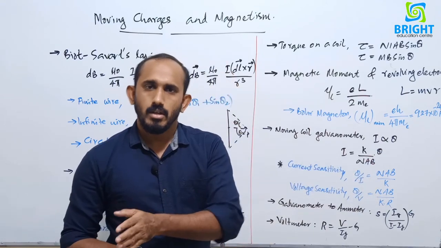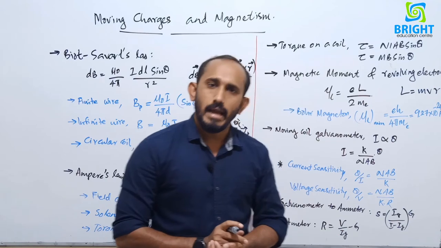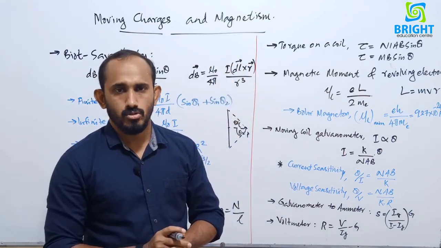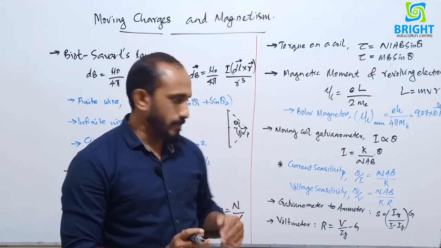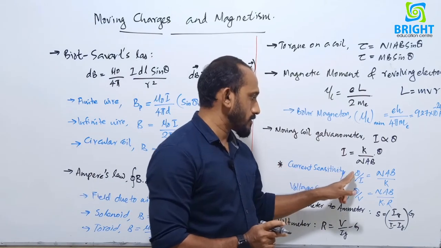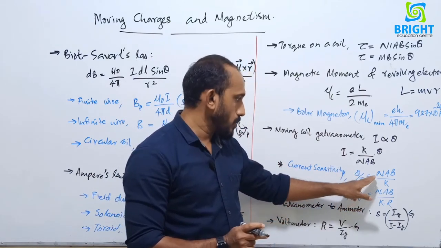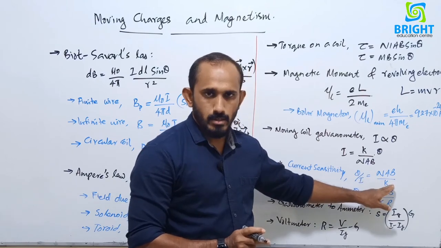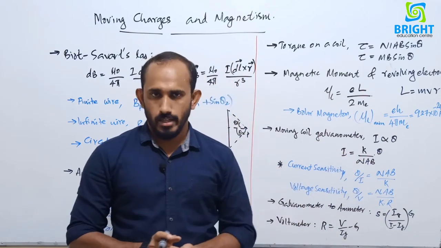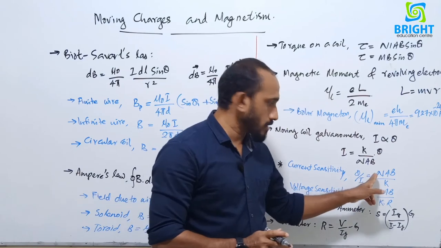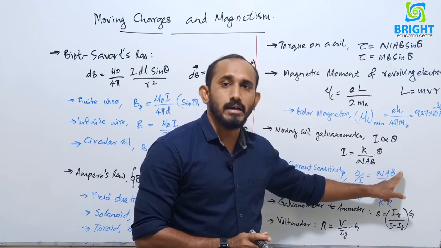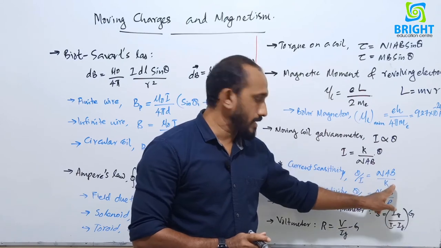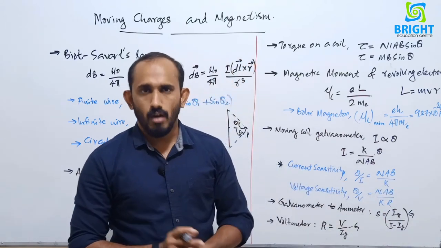This galvanometer you can convert into an ammeter and a voltmeter also, so you could come across the term sensitivity. The current sensitivity theta by I is equal to NAB by K. So how do we increase the current sensitivity, to make it more sensitive? You can increase the number of turns, you can increase the area of the coil, you can increase the magnetic field intensity, and you can decrease the torsional constant of the material.